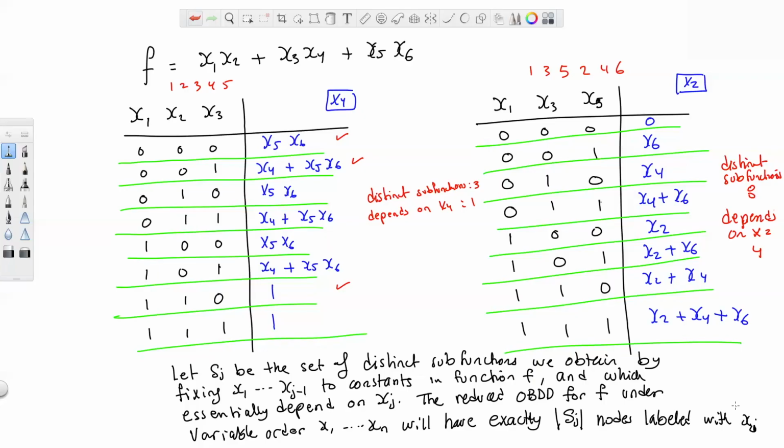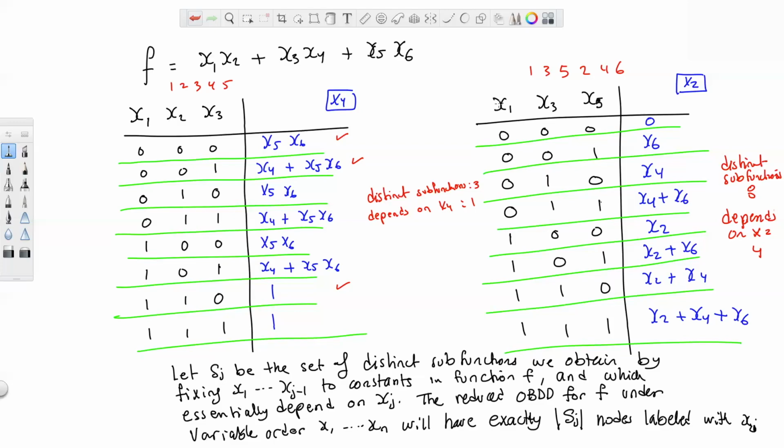All right, so let's resume our discussion. When we did this initially, we concluded that if we use this particular variable order and we set x1, x2, x3, then in that case we end up getting 3 distinct subfunctions, and only one of them depended on x4, which is the variable that comes after x3.